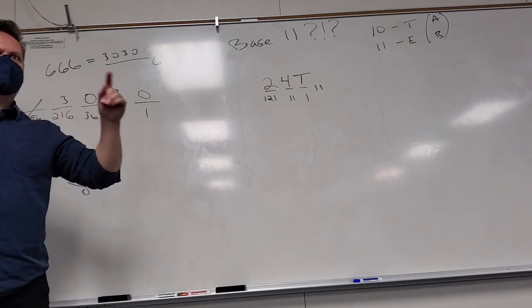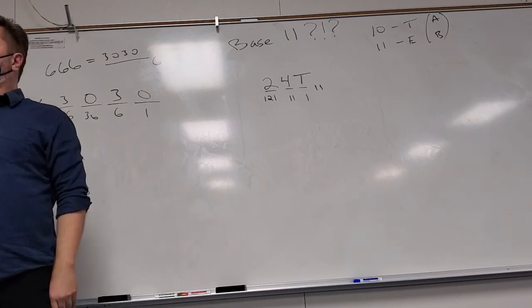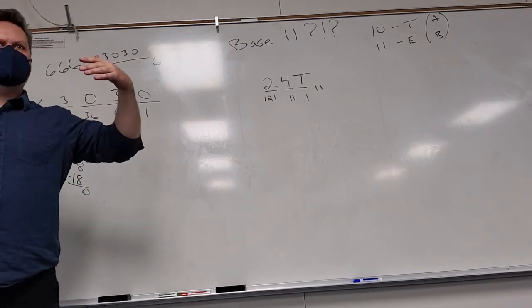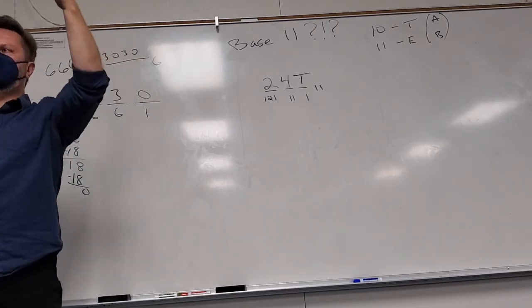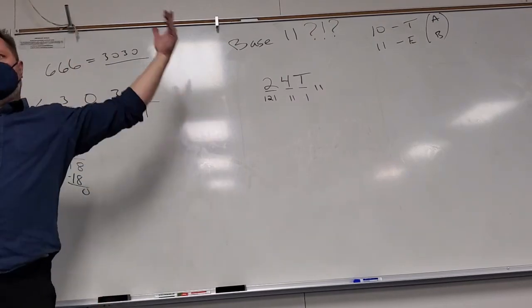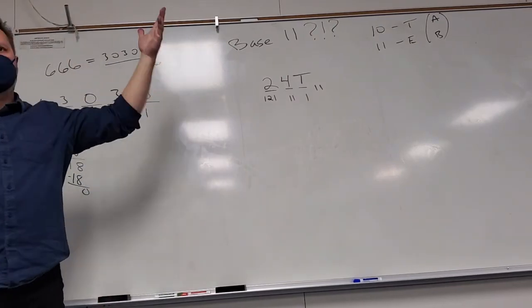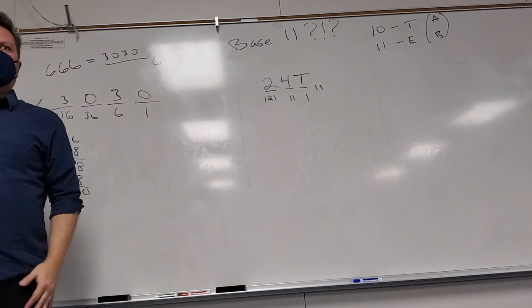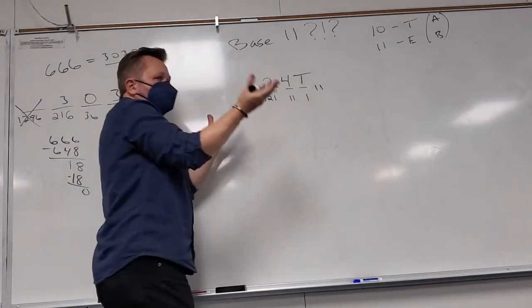Does everybody understand why there's suddenly a letter involved? Because we don't have a single digit for the number 10. We don't. So we just have to use them. The book uses T. I might use A accidentally because I'm more used to that. So how do I put this together? Same way.